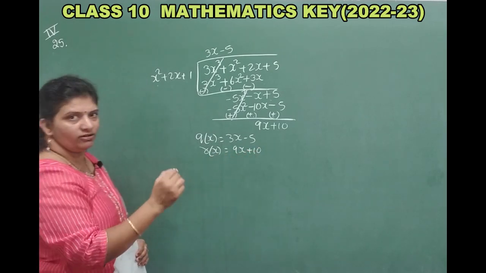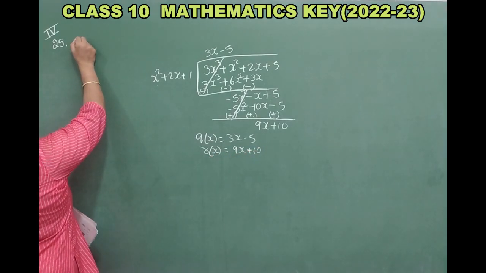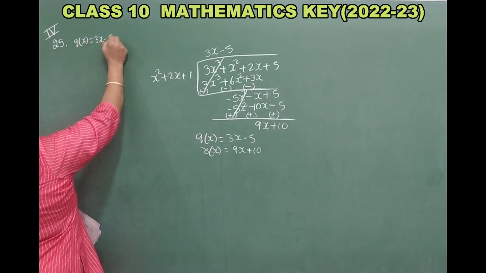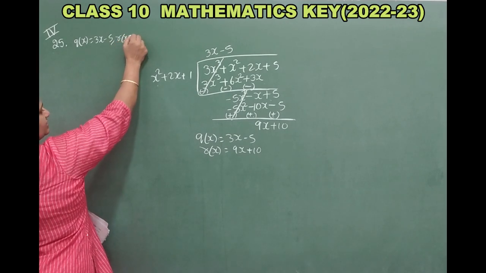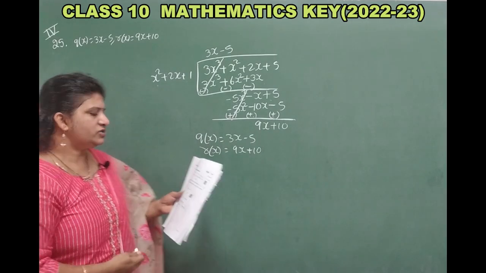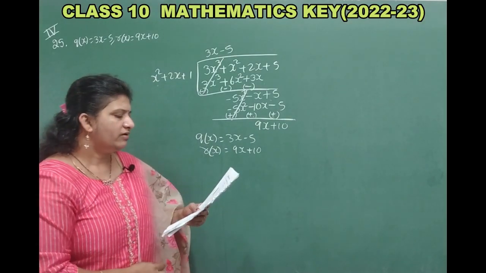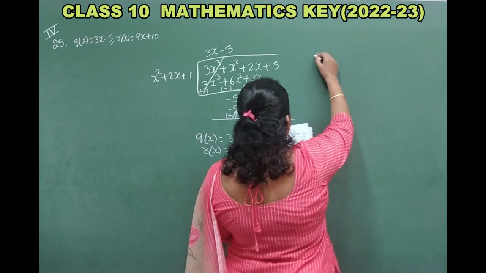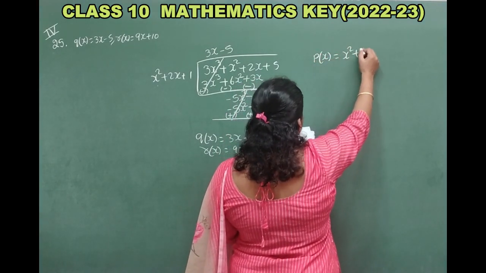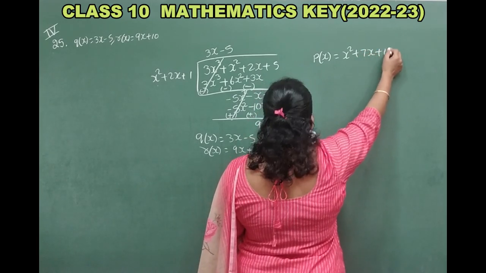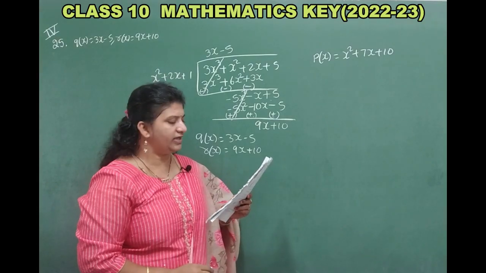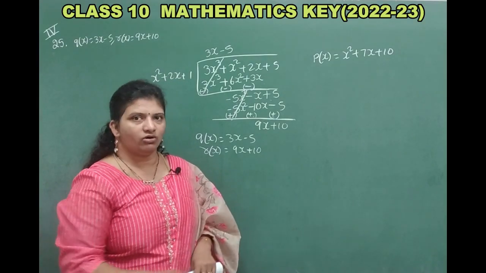So temporarily, I'll write all the answers aside. So quotient q of x is equal to 3x minus 5 and r of x is equal to 9x plus 10. And in this you have one more OR problem. Find the zeros of the quadratic polynomial P of x is equal to x square plus 7x plus 10, and verify the relationship between zeros and the coefficients.